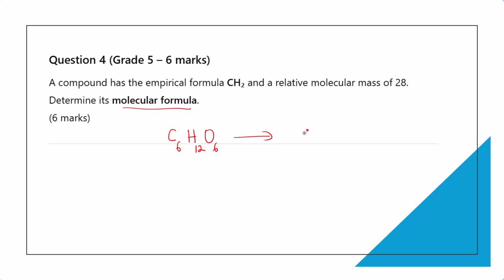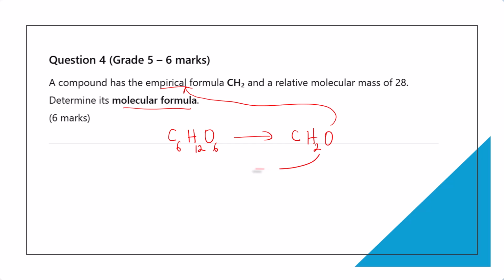However, we have the empirical formula, which is basically the simplification of it, like you simplify ratios, right? So the ratio of 6:12:6 is 1:2:1. So for one carbon, we have double the hydrogen and 1 oxygen. You see this? So this one here is called the empirical formula. It's a simplified version of it. That's what it is.